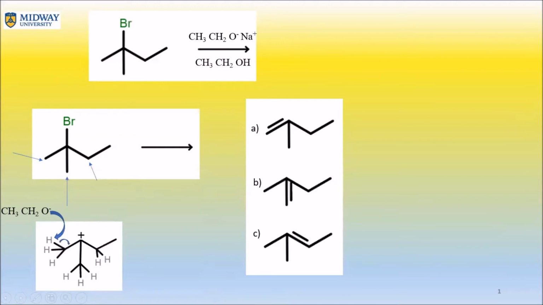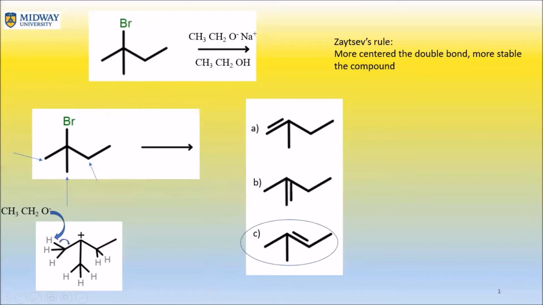Now, we have three products, and which one of these would be the most stable? Remember the Zaitsev rule from Chem 330? The more centered the double bond, the more stable the compound, right? Well, it's very obvious that your C is where the double bond is more centered, and then A, and then B, right?